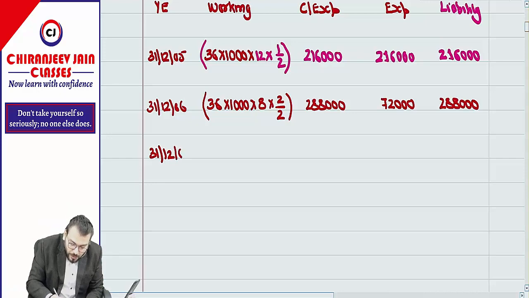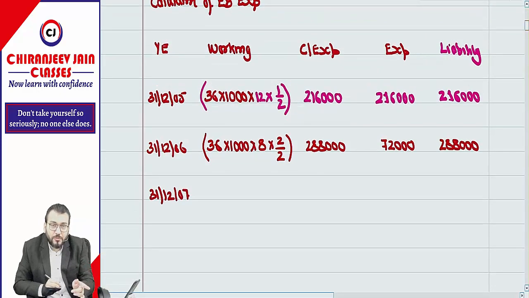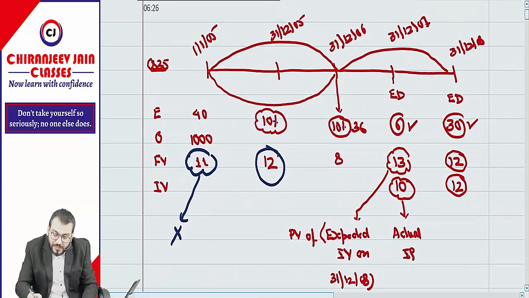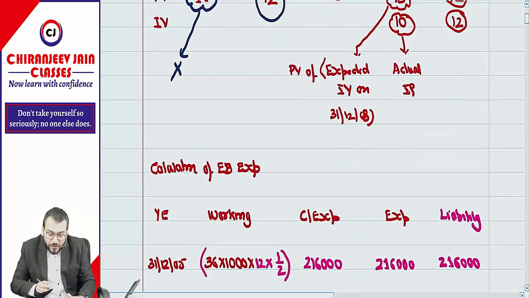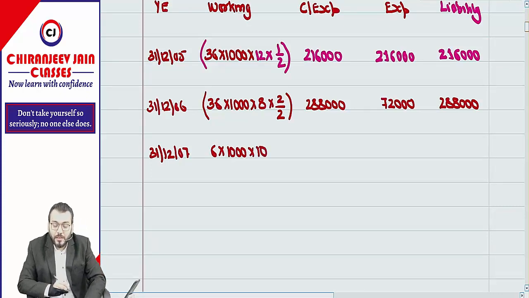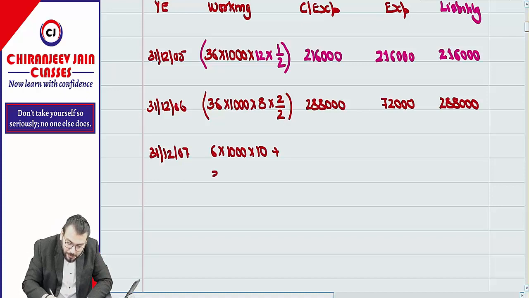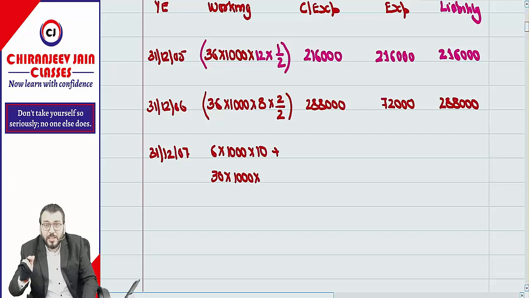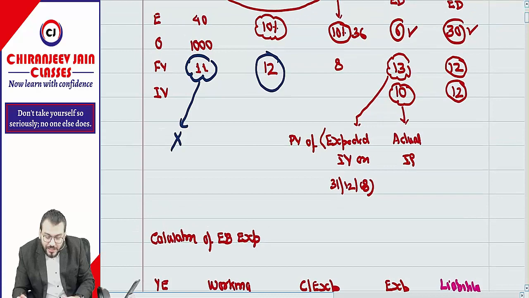So 31st 12 2007. Now on 31st 12 2007, can I say 6 employee payment has been done, and for 30 employee payment has not been done. I hope you understood. For 6 employee, what will do? 6 employee into 1000, and payment will be done based on intrinsic value, that is 10, correct, plus 30 employee into 1000. Can I say payment has not been done, means we need to do the reassessment liability based on the fair value as on that date. The fair value as on that date is 13.